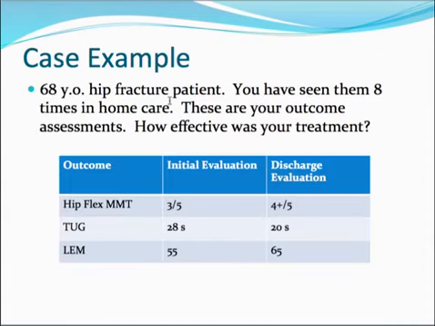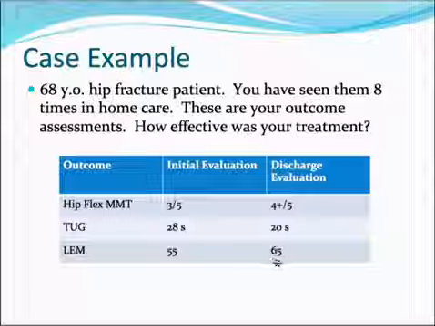So here's a case example where you have a 68-year-old hip fracture patient. You've seen them 8 times in home care. These are their outcome assessments. How effective was your treatment? So essentially we have hip flexion manual muscle testing. It went up by a grade and a half. We improved them 8 seconds on the TUG, and on the LEM they've gone from 55 to 65. And so the TUG scores dropped into a lower category, and certainly the LEM has changed from just problems with basic ADLs into moderate difficulties.